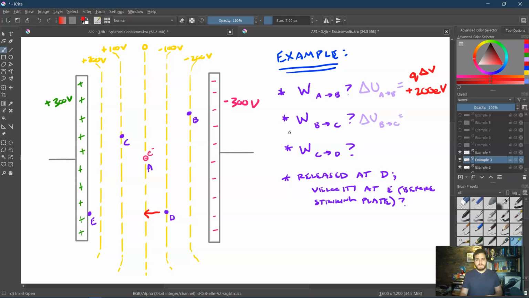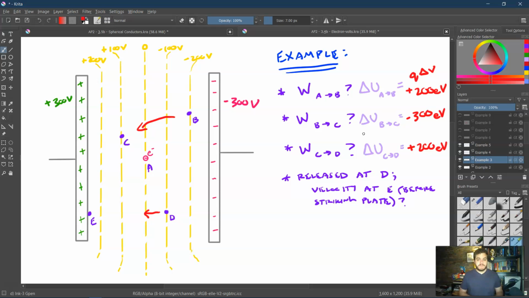So if I go from B to C, well, B to C is going to be what? 1, 2, 3. So it's going to be a change of 300 electron volts, and it's going to be a negative work because it's going towards a positive. So this is simply negative 300 electron volts, rather than having to do all the calculations with joules. And then same thing, if I go from C to D, I'm going to go 200 electron volts towards the negative, so that's going to be positive 200 electron volts.